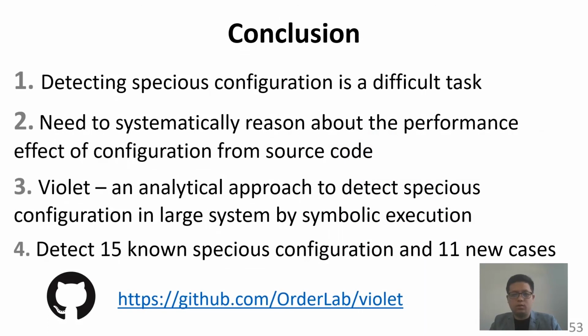In summary, specious configuration is a common problem and difficult to detect due to its subtle effect. We advocate systematically reasoning about its effect from the source code. We built an analytical tool, Violet, to detect specious configuration in large systems with symbolic execution, and Violet can detect 15 of 17 known cases as well as 11 new cases.